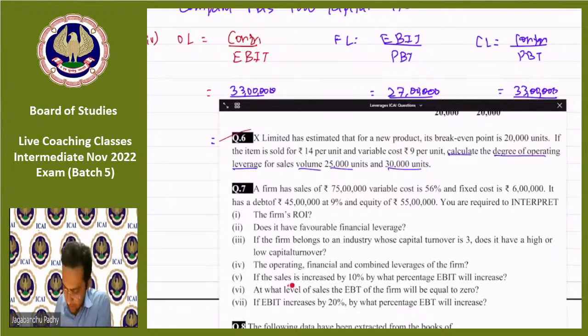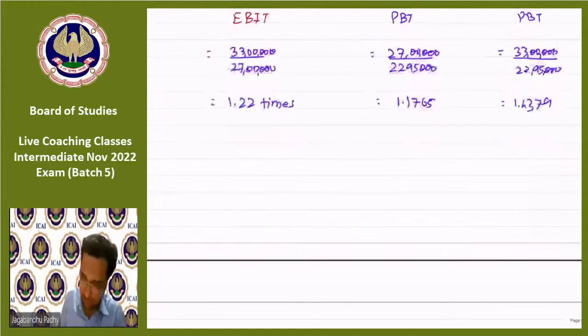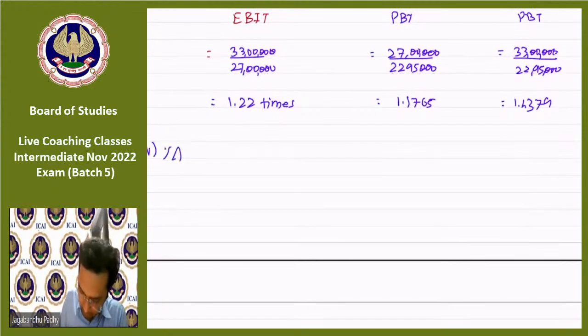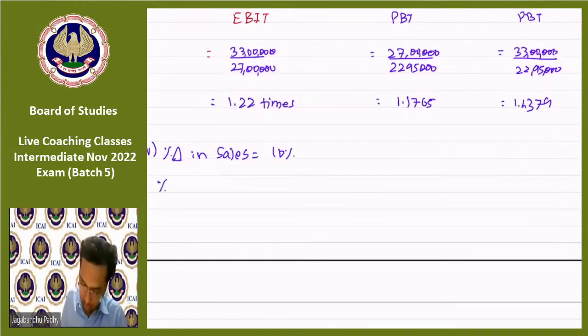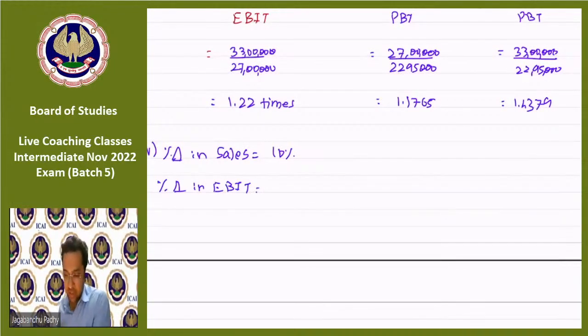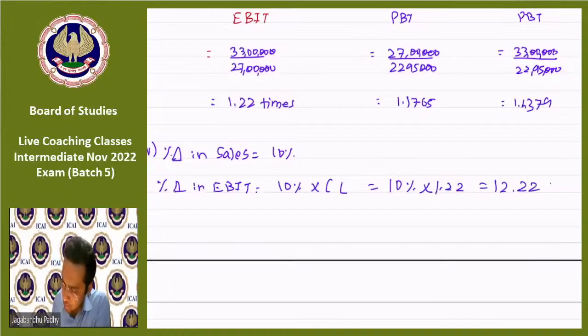Then, if the sales increase by 10%, by what percentage will EBIT change? Percentage change in sales is 10%. So what will be the percentage change in EBIT? That will be 10% into combined leverage, because combined leverage is the connecting point. So that's going to be 10% into 1.22, which is 12.22% change in the EBIT.